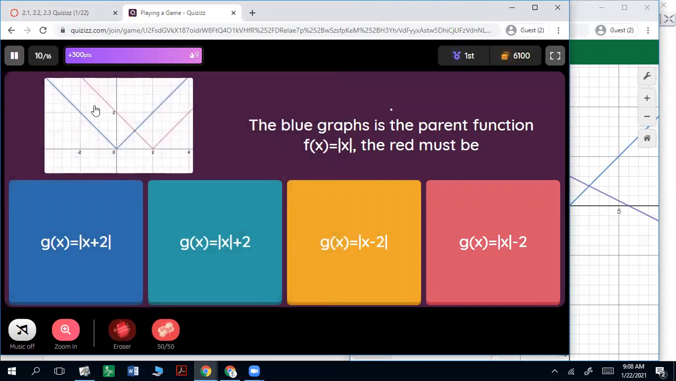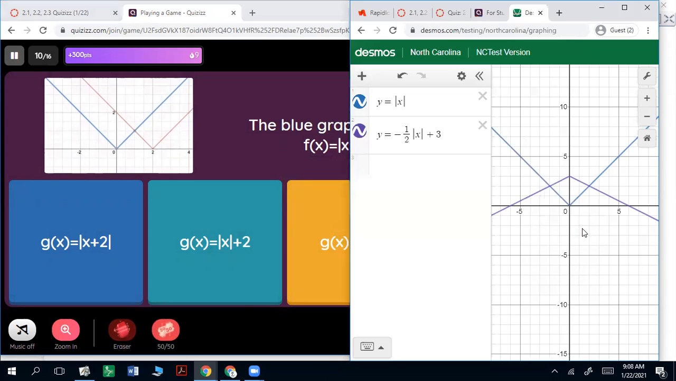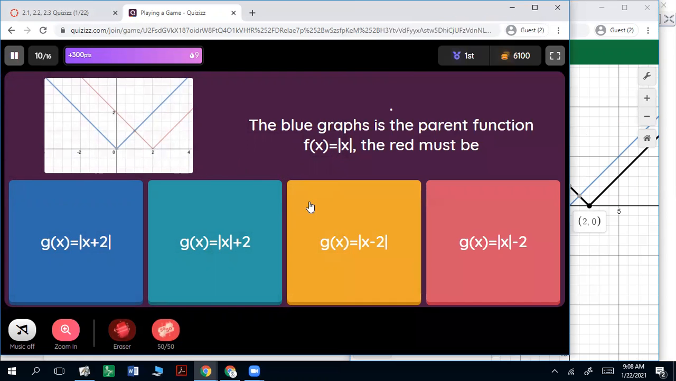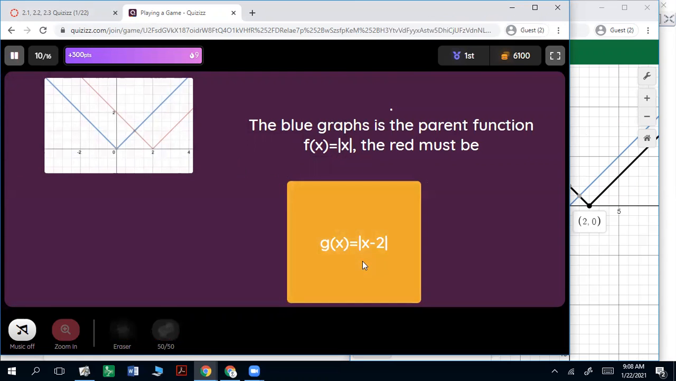All right, the blue graph is the parent function, f of x equals absolute value of x. The red looks like it shifted right 2. We can verify that: the absolute value of x minus 2, in the absolute value, is going to shift it right 2. So you can see that there. That's at 2. So minus 2 in the absolute value sign.